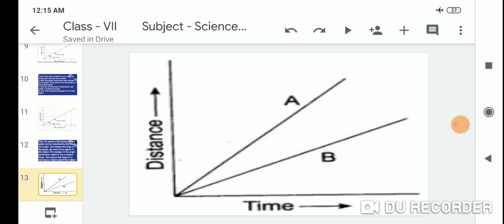So look at this picture. This is the given timing on the x-axis and the distance on the y-axis. A is moving, and B is moving.